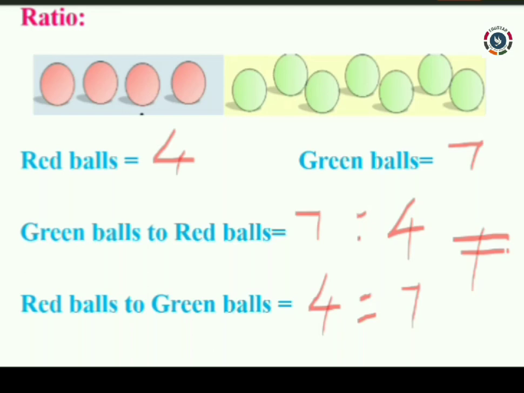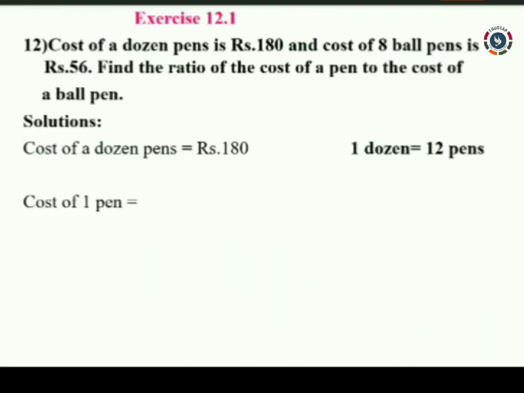In this above example, we compared two quantities in terms of number of red balls and number of green balls. This comparison is known as ratio. We denoted ratio using the symbol colon, right? That colon indicates division. Now we will discuss word problems, how to represent ratios.